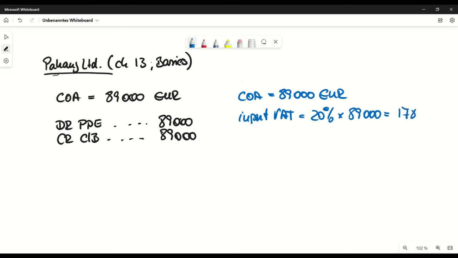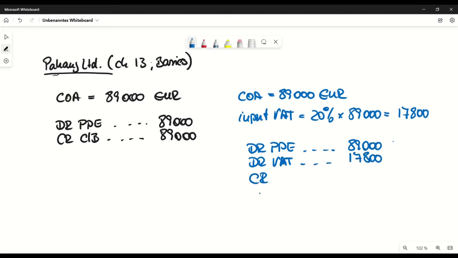That gives us 17,800. So now our bookkeeping entry is a debit entry, property, plant and equipment, and further debit entry for value-added tax. We said we want to have two credit entries because we want to consider that only half of the payment has been made. So we make a credit entry in the accounts payables and another credit entry in the cash bank account. Both are to the extent of 53,400.